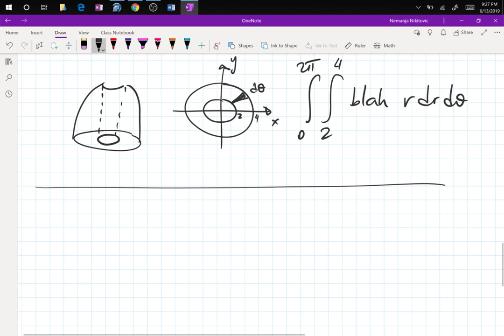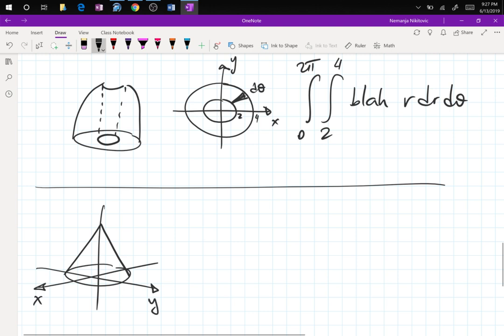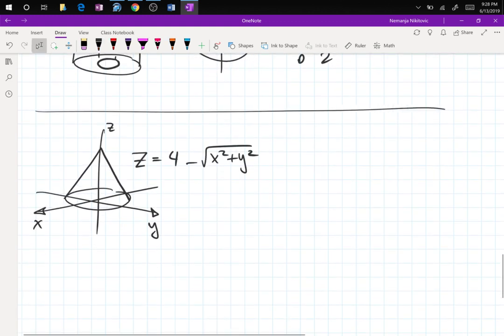So here is a cone question, right? You have a cone, and the equation for the cone is z equals 4 minus square root of x squared plus y squared. And they're looking for the volume. That's all you're given.